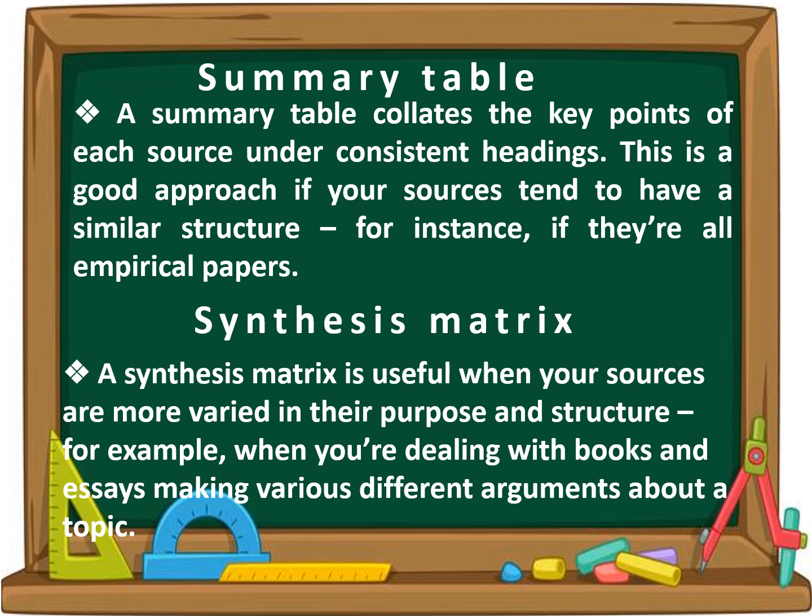First is a summary table. A summary table collates the key points of each source under consistent headings. This is a good approach if your sources tend to have a similar structure, for instance, if they're all empirical papers. The second is a synthesis matrix. A synthesis matrix is useful when your sources are more varied in their purpose and structure, for example, when you're dealing with books and essays making various different arguments about a topic.